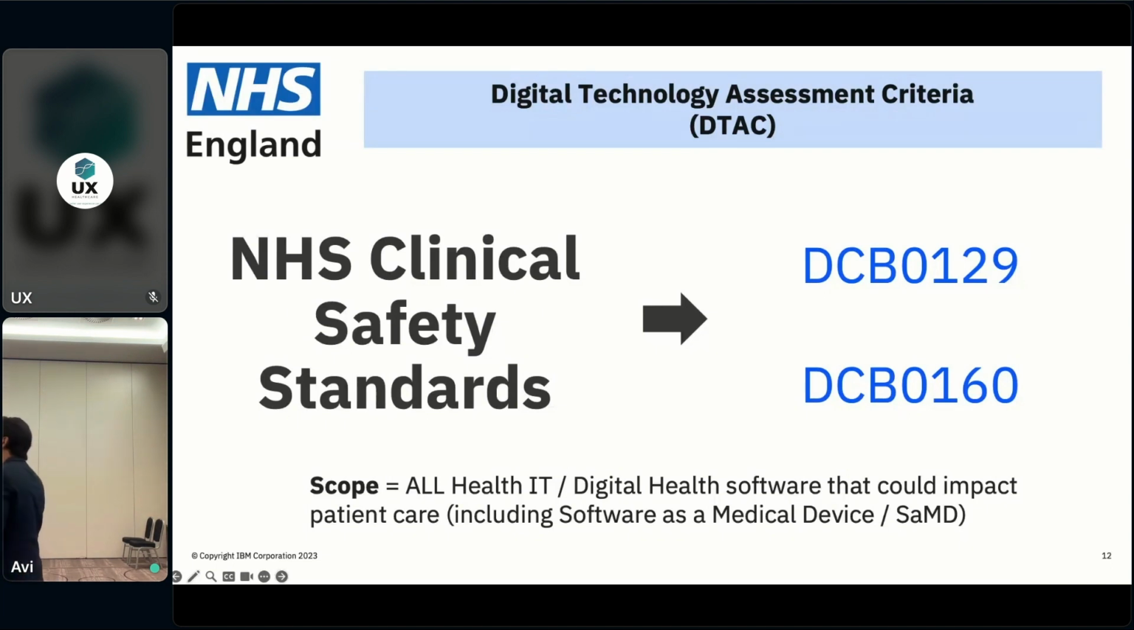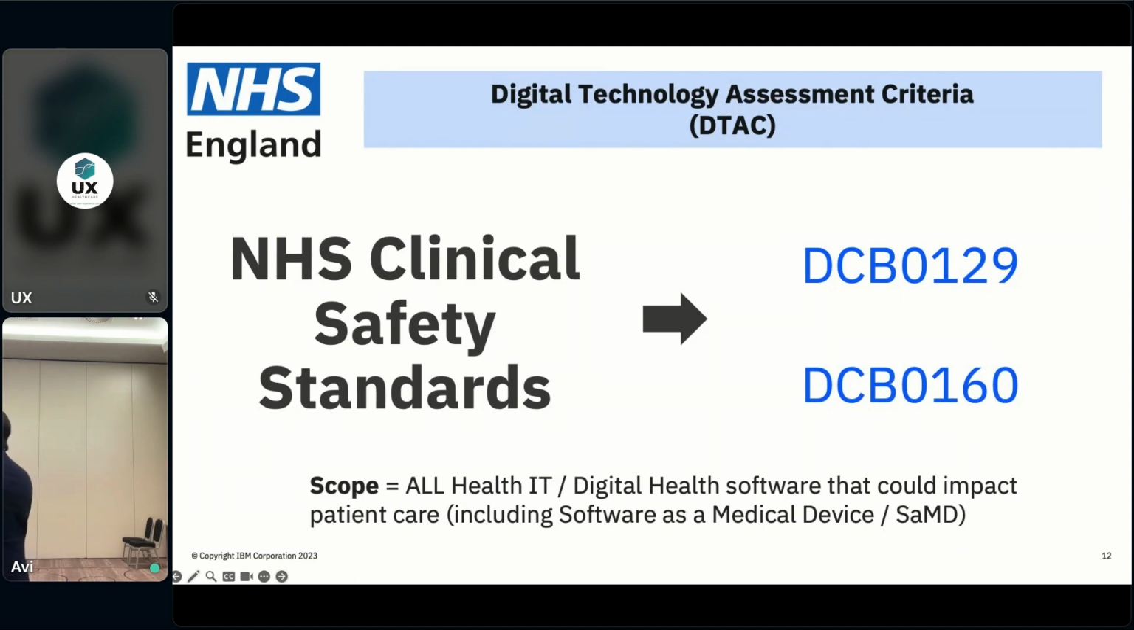They're part of what we call our digital technology assessment criteria. So that means in the UK, any new digital health solution that's being implemented in the NHS has to meet a baseline set of criteria of standards to be accepted. No hospital will even think about looking at your health app or digital health solution unless you've got the DTAC. And clinical safety is criteria number one. So you need to meet these standards, not optional.